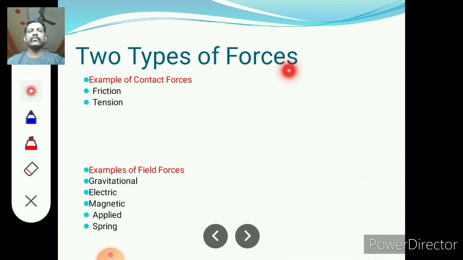Two types of forces. Examples of contact forces: friction and tension. Examples of field forces: gravitational, electric, magnetic, applied, spring. So these are some field forces.